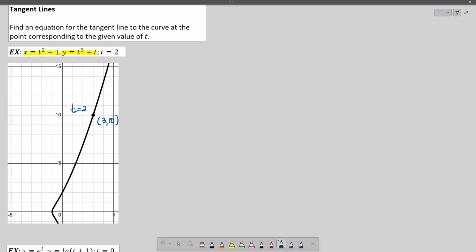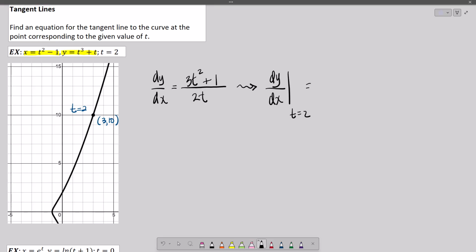That's our location. Now we want to find the equation of the tangent line. Well, we know how to do that, but first we have to find the slope of the tangent line. So dy/dx, derivative of y is 3t squared plus 1. Derivative of x is 2t. So there is the slope of the tangent line. We want the slope of the tangent line at 2. So we're going to do that by substituting a 2 in here. So we get 13/4.